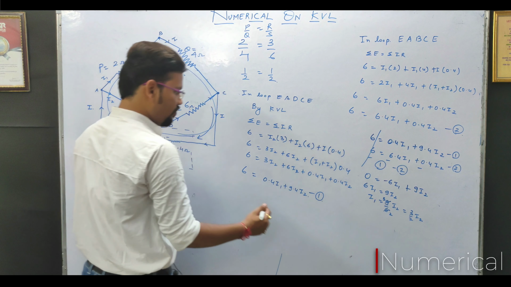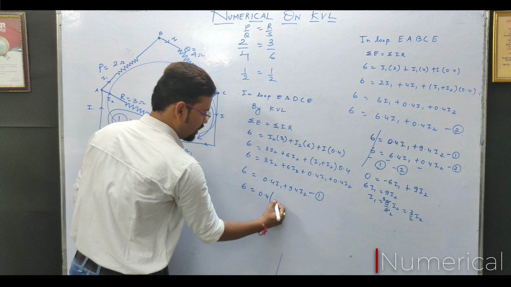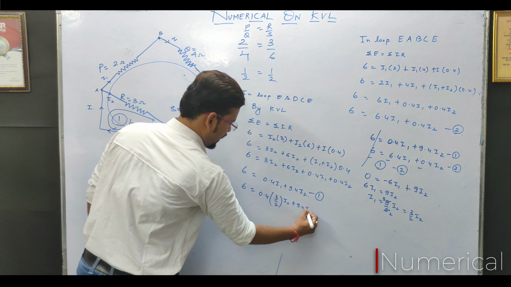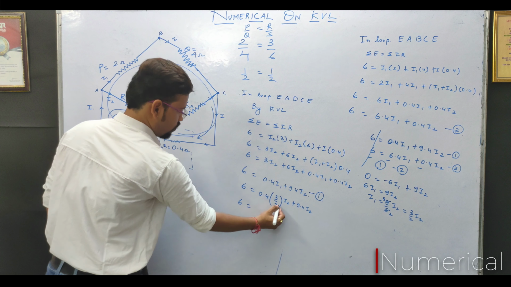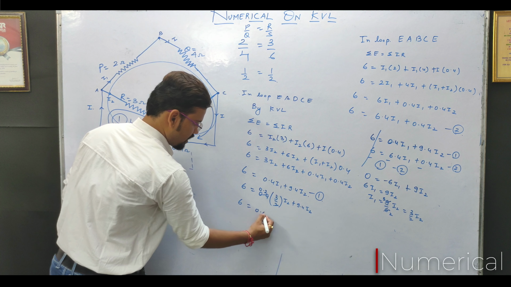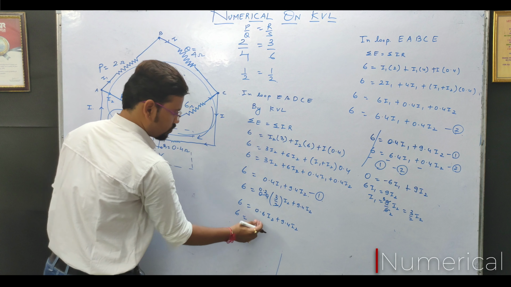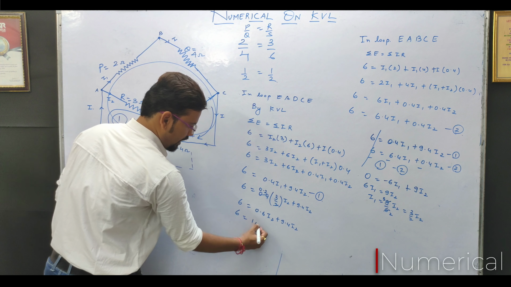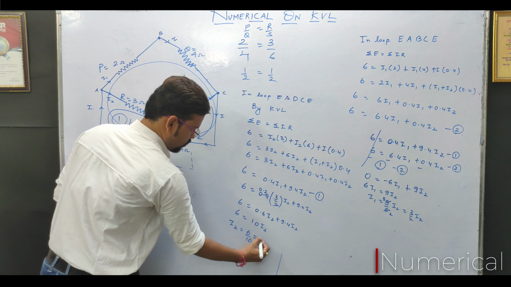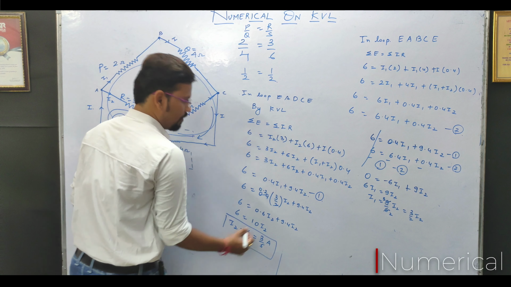We'll put this value of I1 over here. 6 is equal to 0.4, in place of I1 we can write 3 upon 2 I2, plus 9.4I2. 6 is equal to 3 into 0.2, which will be 0.6I2, plus 9.4I2. Or 6 is equal to 0.6 plus 9.4, which will become 10I2. Or I2 will be equal to 6 by 10. I2 will be equal to 3 upon 5 ampere.